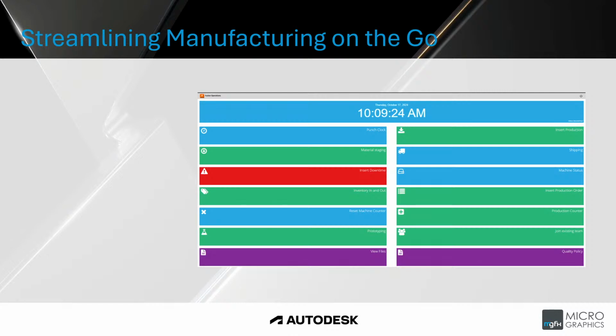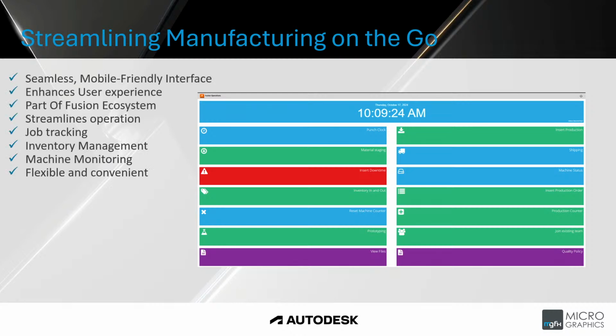When we talk about streamlining manufacturing on the go, this is a small example of what will be shown on the tablet. You can see its seamless, mobile-friendly interface. The tablet screen of Autodesk Fusion Operations is designed to provide a seamless, mobile-friendly interface that enhances user experience for managing manufacturing and production tasks on the go.